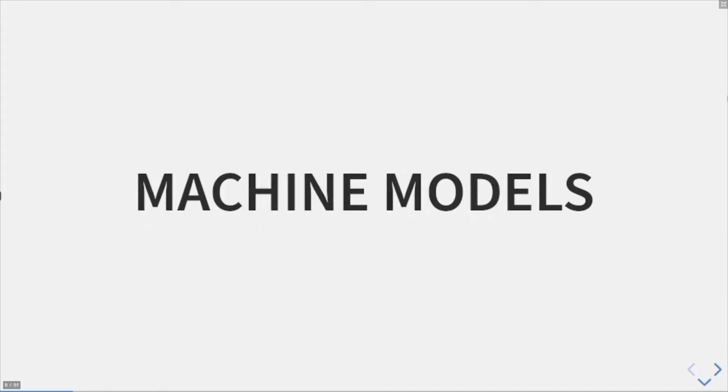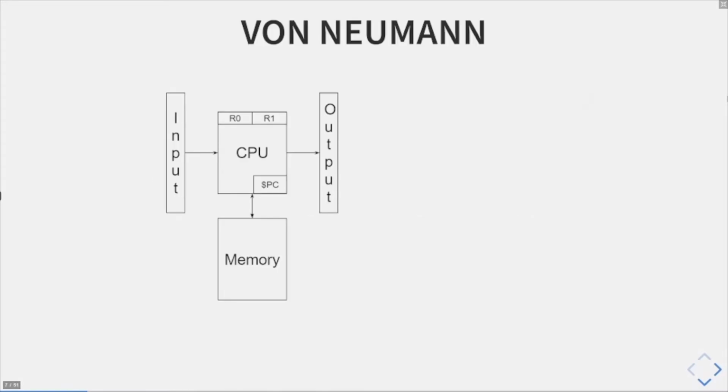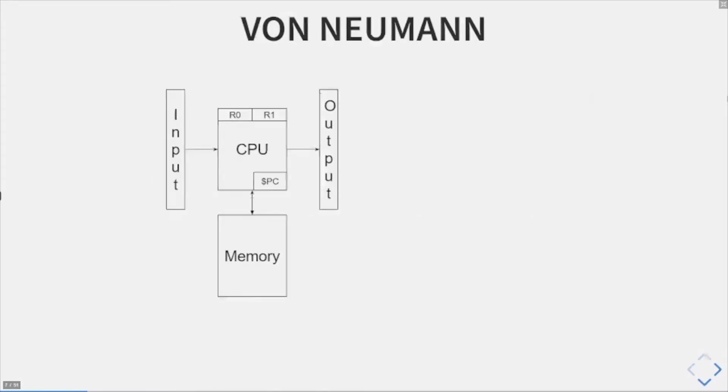All right, so as I said, C is quite near to the machine that you're actually programming. So the first thing to understand, before we can go into C and the syntax and how you actually structure your programs in C and what kind of features you have, is to look into machine models, and that's how a machine actually executes instructions.